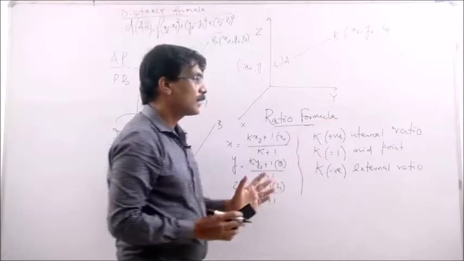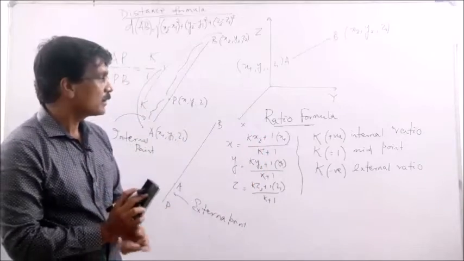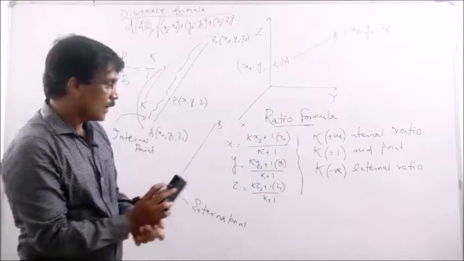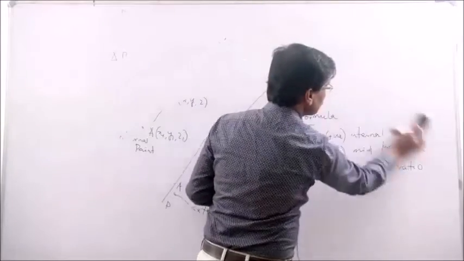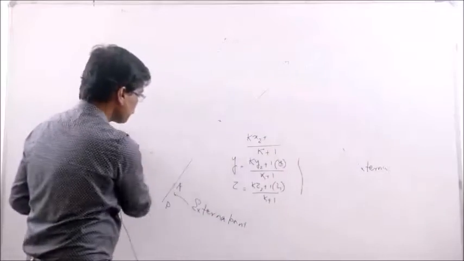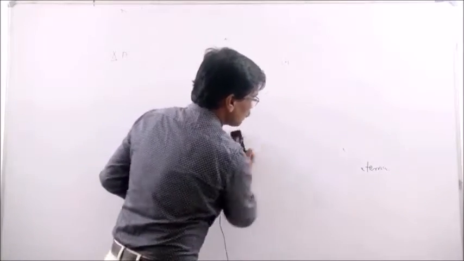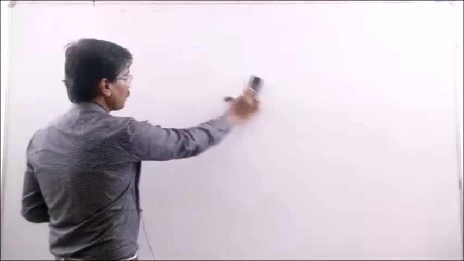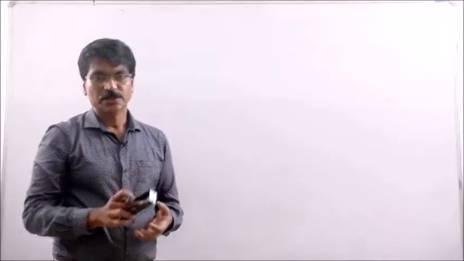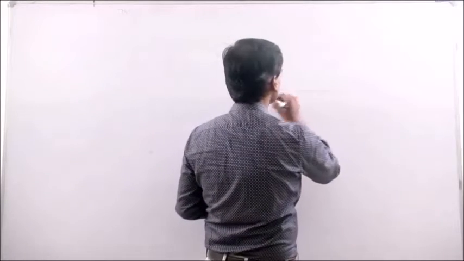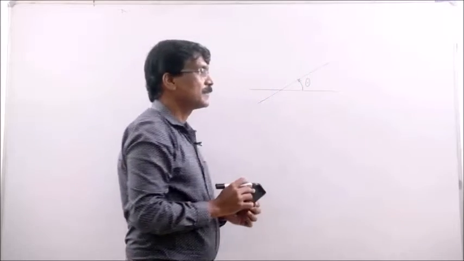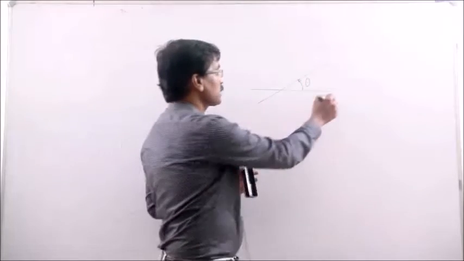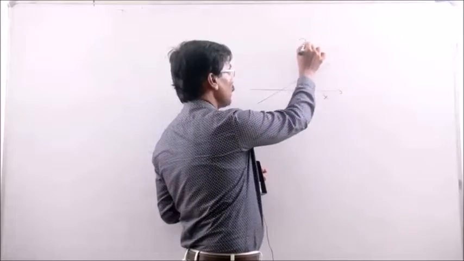So, the distance and ratio formulas are the same as in 2 dimension. Now, what is the basic difference between 2 dimension and 3 dimension? One of the most important differences is that in 2 dimension we say a line is inclined with some angle theta with the x axis.